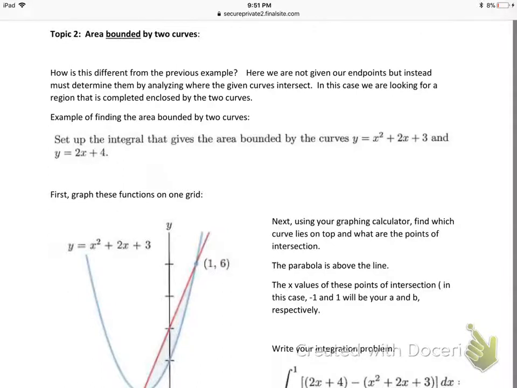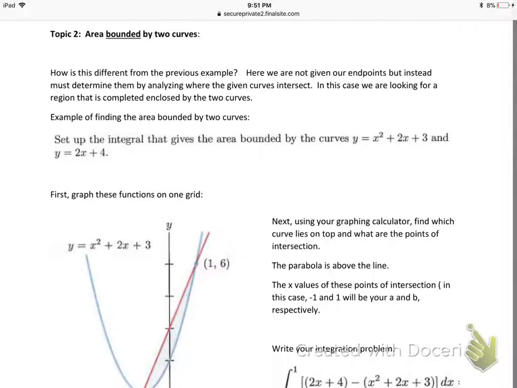Okay, here's our next topic, area bounded by two curves. How is this different from the previous example? Well, here we are not going to be given endpoints, but instead we must determine them by analyzing where the curves intersect. So we are looking for a region that's completely enclosed by the two curves that they give us.